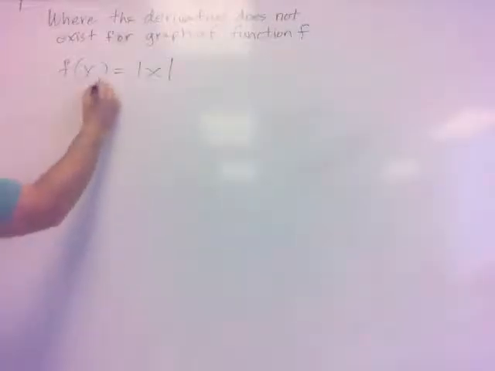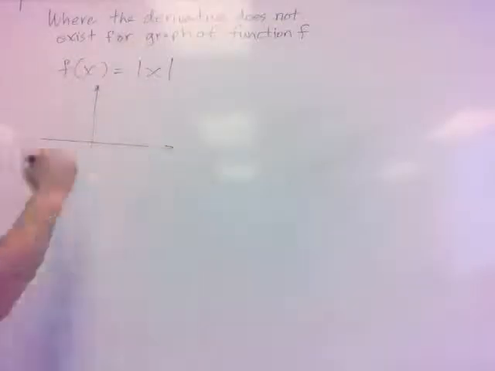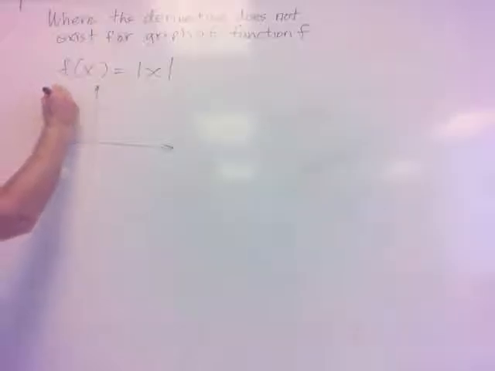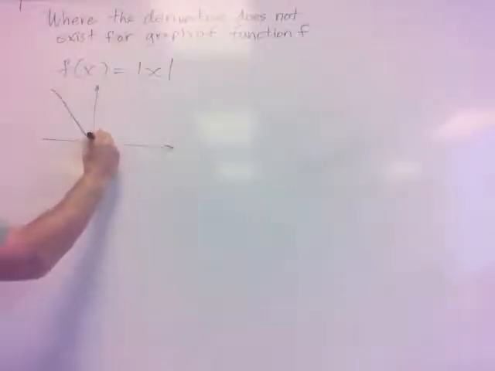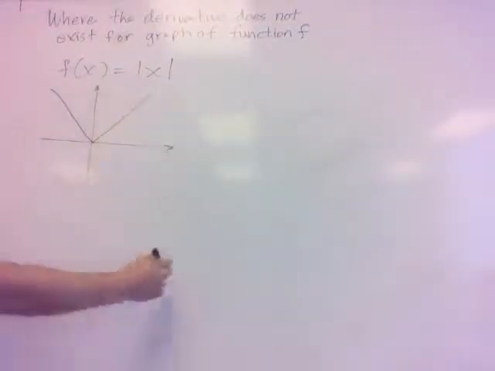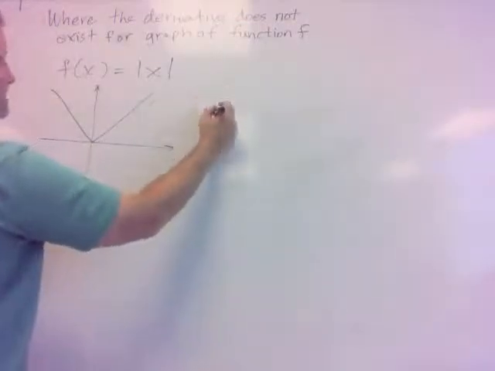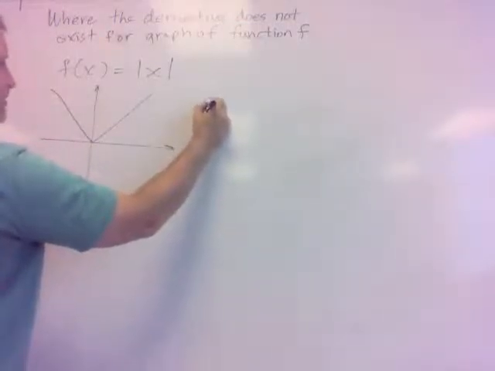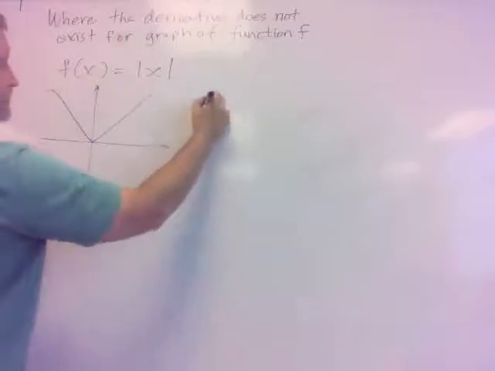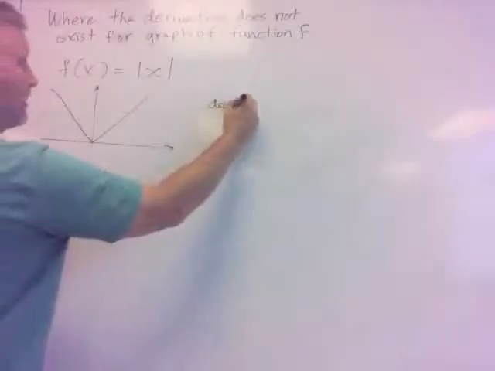Well, in the absolute value of x, we talked about parts of it anyway. On the absolute value of x here, we've got the V shape, right? And so let's think about the derivative here. What about the derivative? f prime.